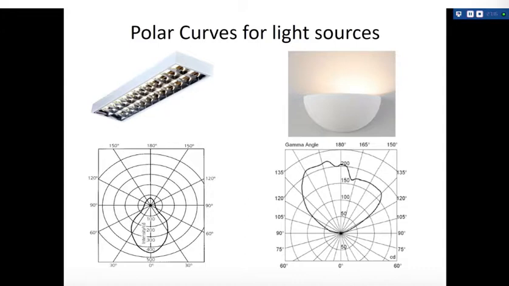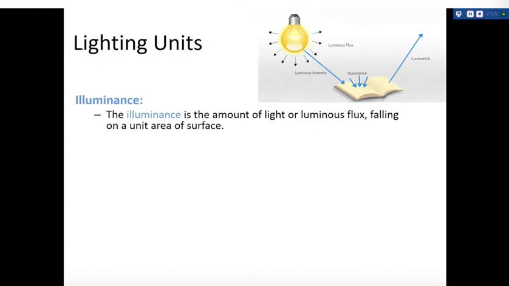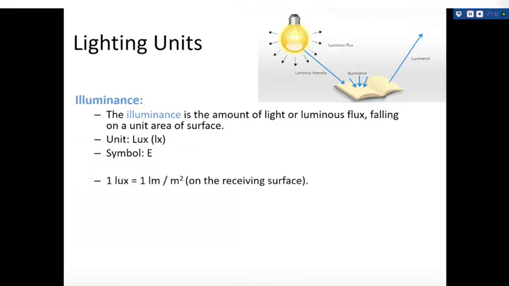Next in lighting is the illuminance. I'd say this is the main one: the amount of light shining on a surface. The unit is called the lux, and this is the one you'll see time and again for task lighting. You'll see 500 lux, 1,000 lux, 2,000 lux, and so on. The symbol is E for some reason. 1 lux is 1 lumen of light shining on 1 square metre of surface.